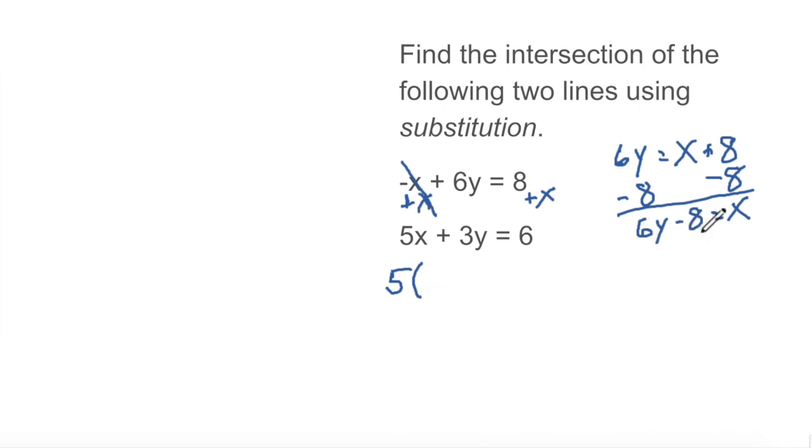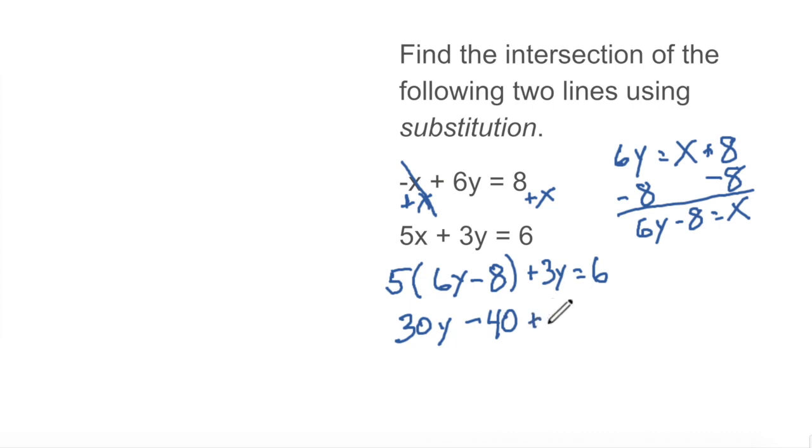We're going to take 6y minus 8, plus 3y equals 6. So we'll multiply out, we'll distribute the 5. We get 30y minus, what's 5 times 8? That's 40, isn't it? Plus 3y equals 6. Now we can combine like terms.